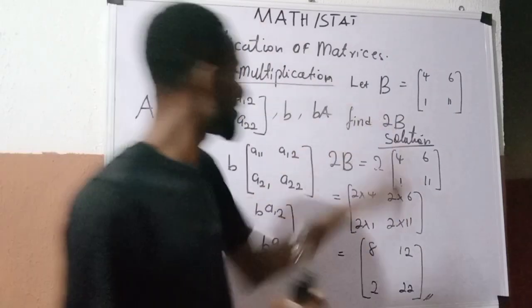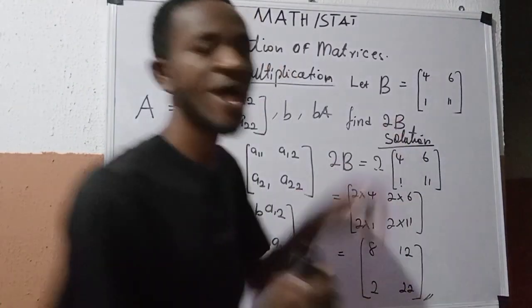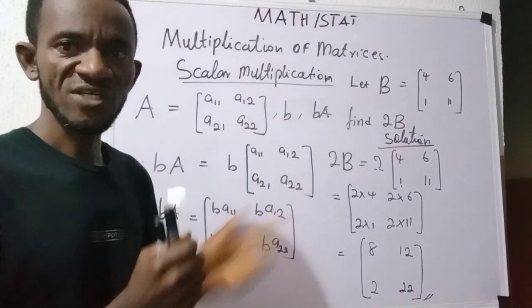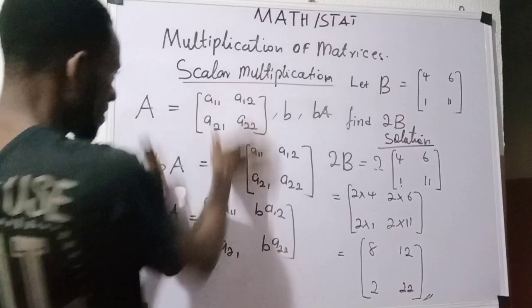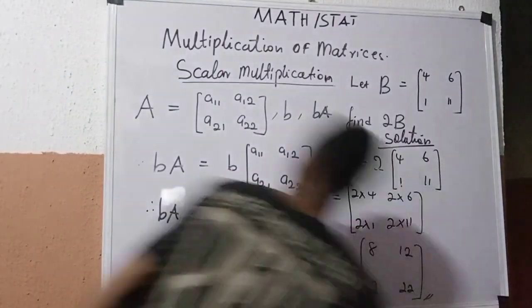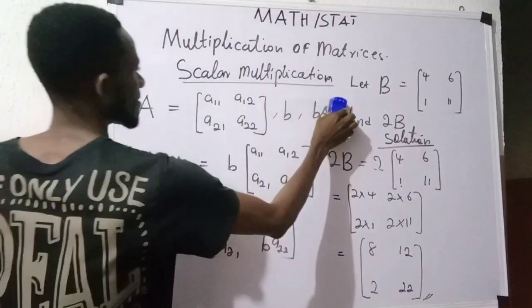For instance, if this our 2 here now is a fraction in this form, permit me to clean here. Permit me to clean this side.